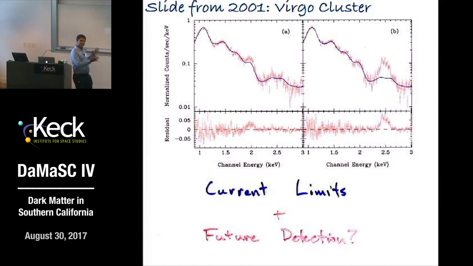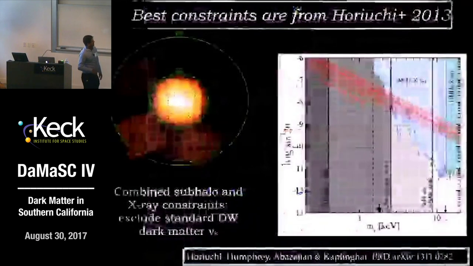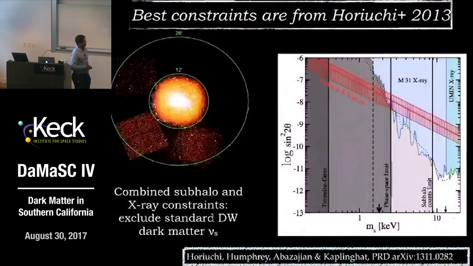The parameter space gets expanded if you look at Shi-Fuller. And even then I said, well, we've got some current limits, and maybe in the future we'll have a detection that looks like this. Okay. And fast forward to 2013, working with Shunsaku Horiuchi and Phil Humphrey, who were postdocs at UCI at the time, we basically ruled out Dodelson-Widrow dark matter, okay?